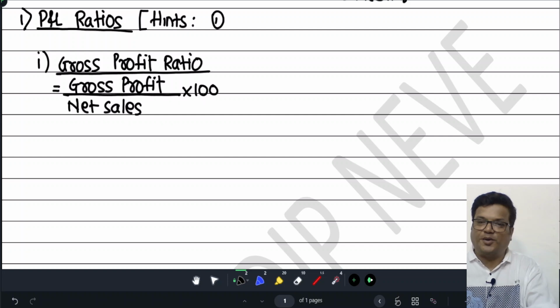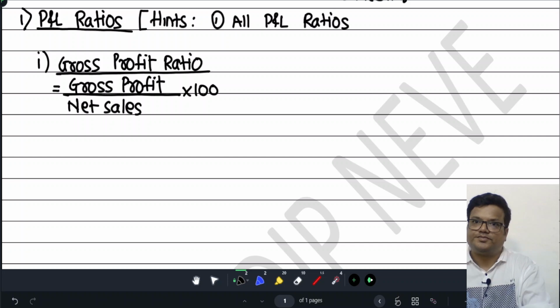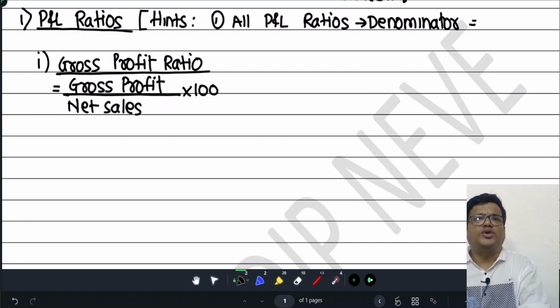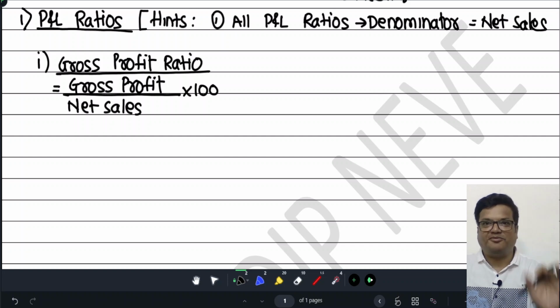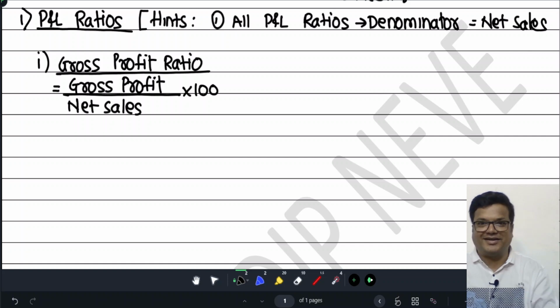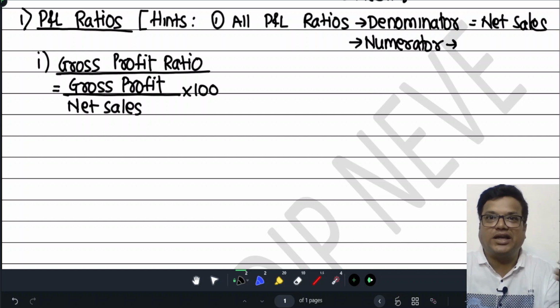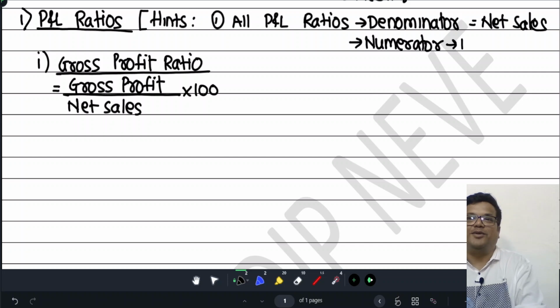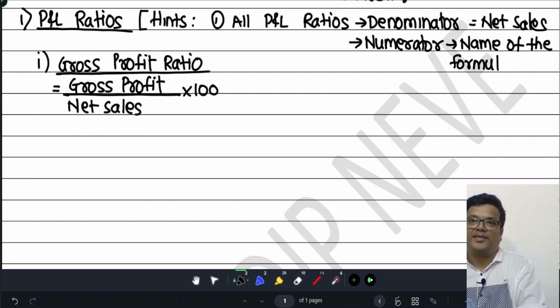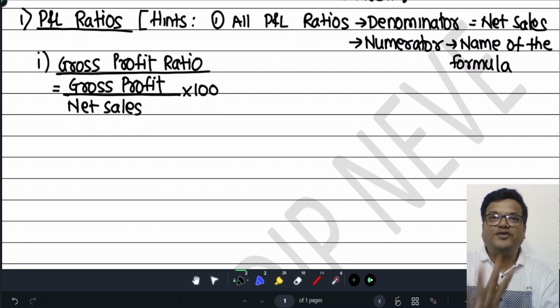Hint number one. Okay, very simple. All P&L ratios, denominator is equal to net sales. Okay, whenever you have a P&L ratio, very simple idea, the denominator is what? Net sales. Okay, all P&L ratios, what is numerator? You know, it is the question which carries the answer. That simple. Numerator is the name of the formula. Hope you get my trick. See, it is so simple. Numerator is the name of the formula. Now you can easily make it.